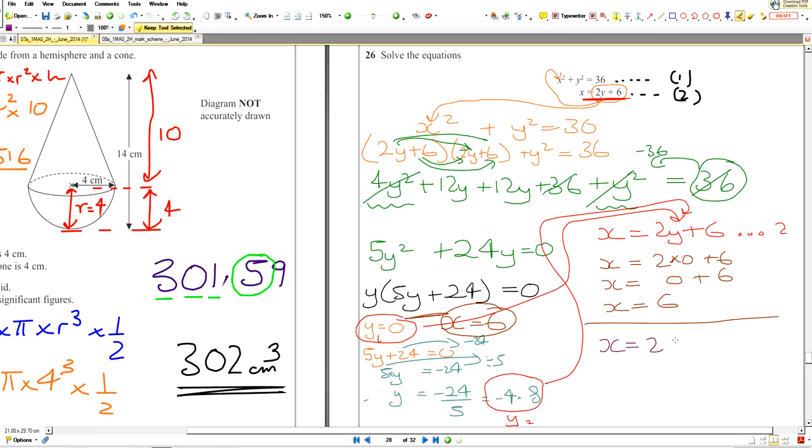So x is equal to 2 times minus 4.8 plus 6. So what we're doing, we're putting the second y value into here to work out its corresponding x value. That will give you a total of, you put that in the calculator, minus 3.6. So the first one gave us a value of x equals 6, and the second one will give us a value of minus 3.6. And that is the end of that particular question.